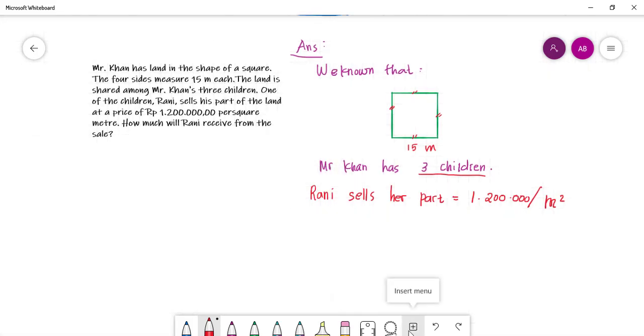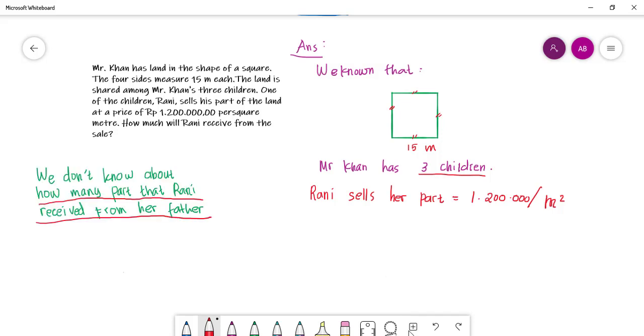Okay, let's continue. What we don't know is how many parts Rani received from her father. Remember that Mr. Khan has 3 children. So first of all, we need to know how much each of Mr. Khan's children had as their part. So we need to know first the total area of this square.